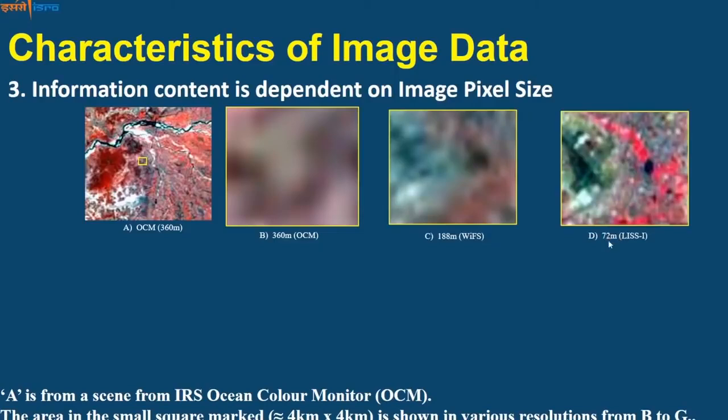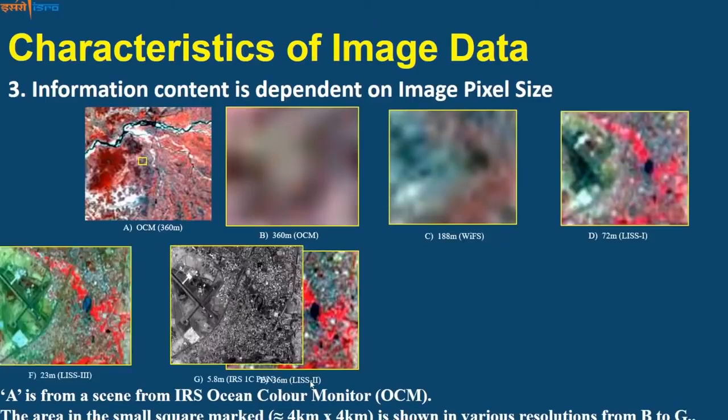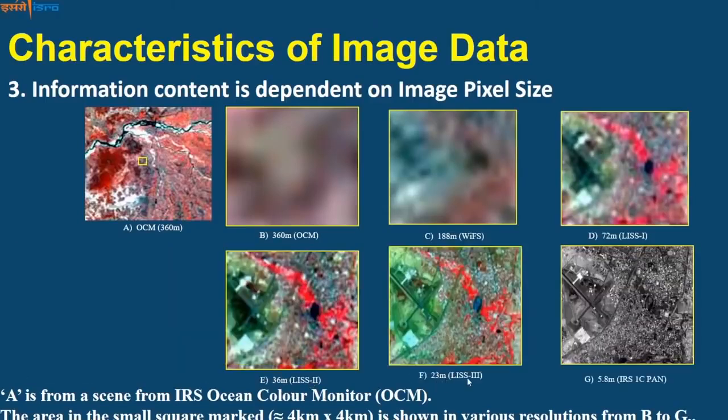Similarly, if you see it here, there is a finer resolution, 36 meter of LISS-2 sensor. Similarly, I have 23 meter LISS-3 image here. So better, the same feature here. Now 5.8 meter IRS-1C pan data. So here I am seeing more features over here. You can see this water body here, and the same water body over here, and this particular feature is more sharp in this higher resolution satellite image.